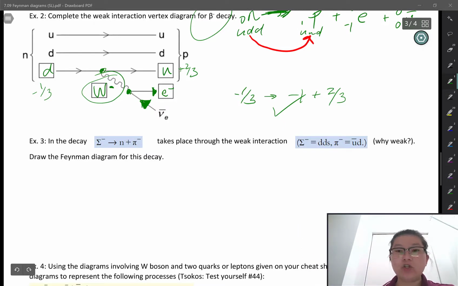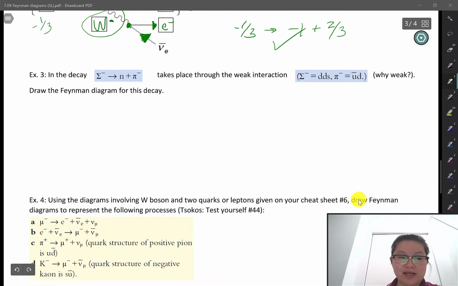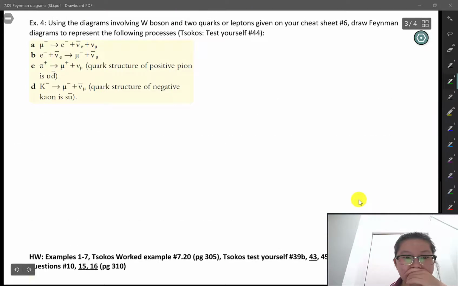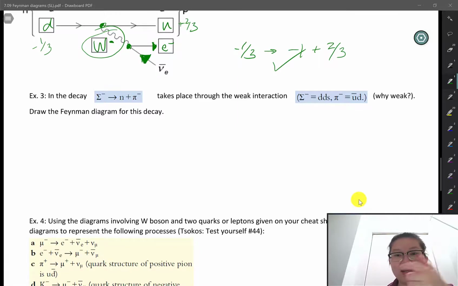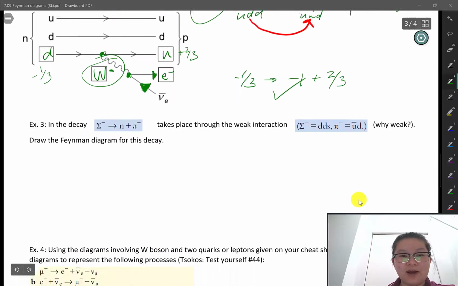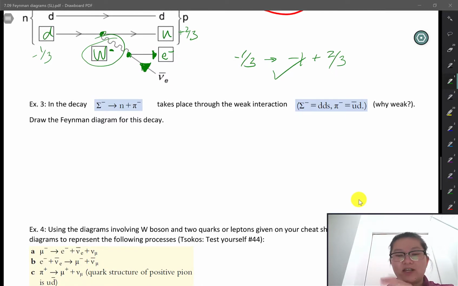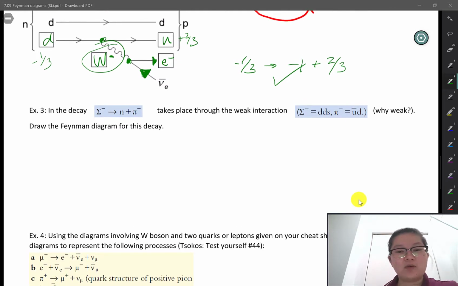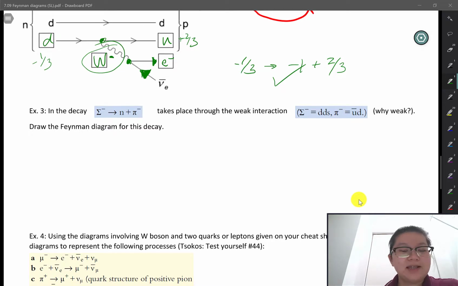In this video, we're going to do more examples of the Feynman diagram. We are now on example 3. In this video, I am going to do example 3 and example 5. I am sorry, a little bit out of order, but just to gauge the length of the videos, that's what I will do. In the decay, it looks like a sigma here.